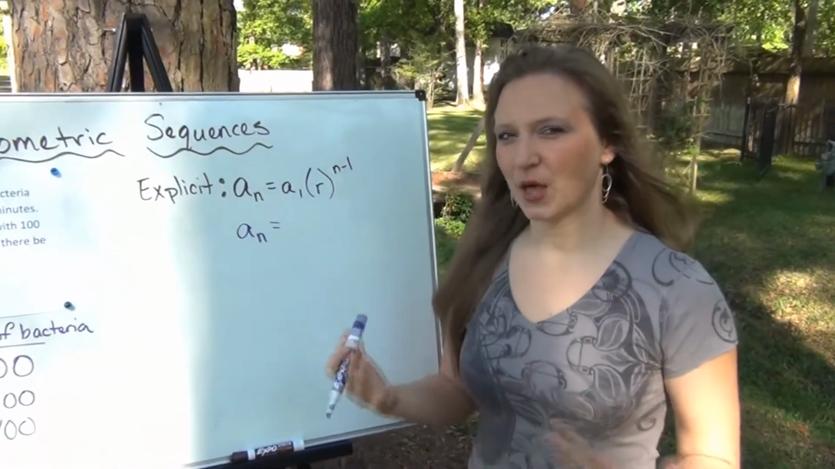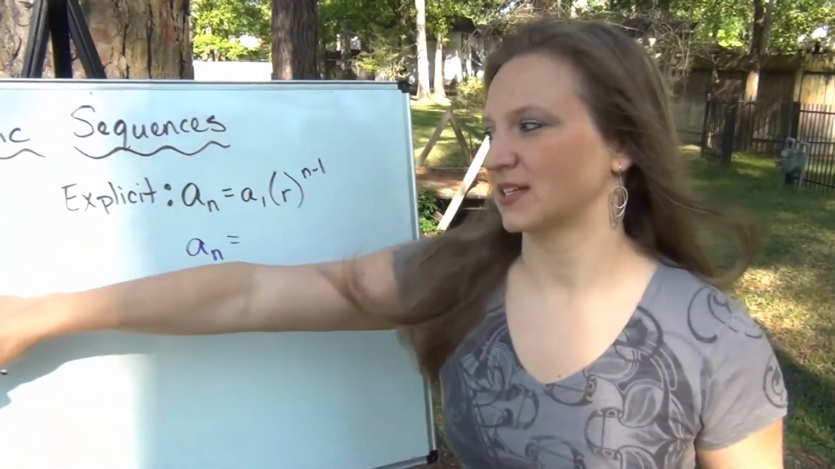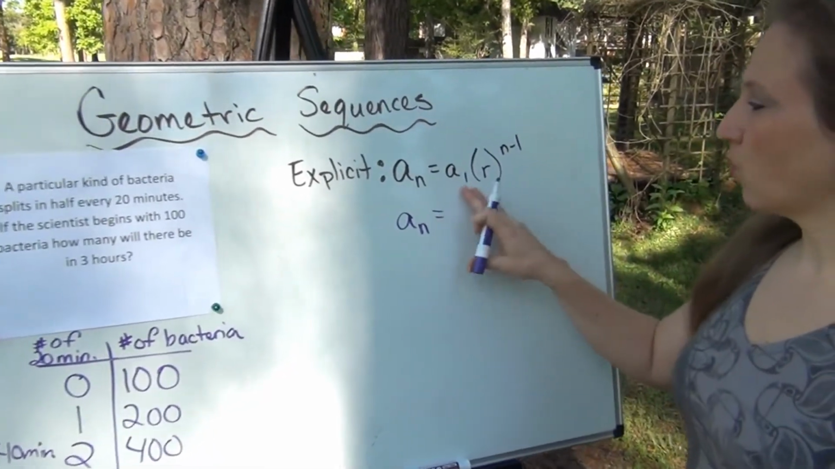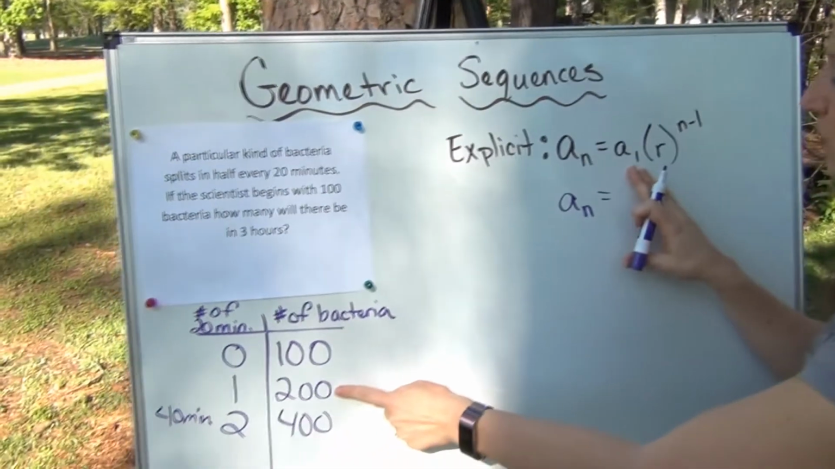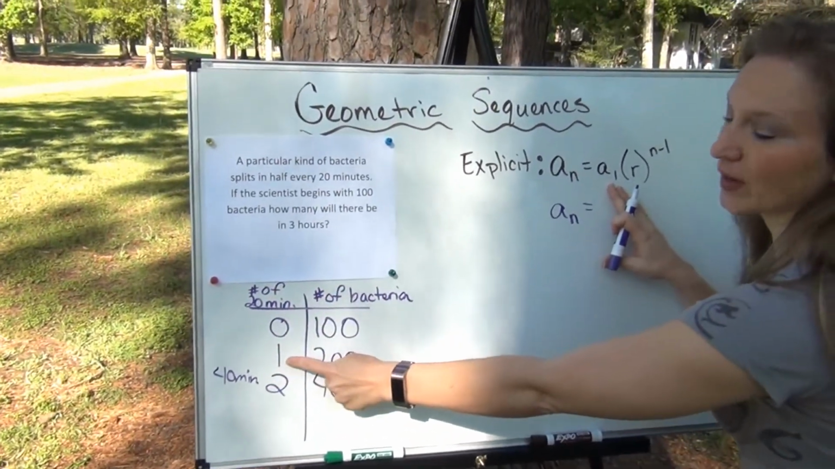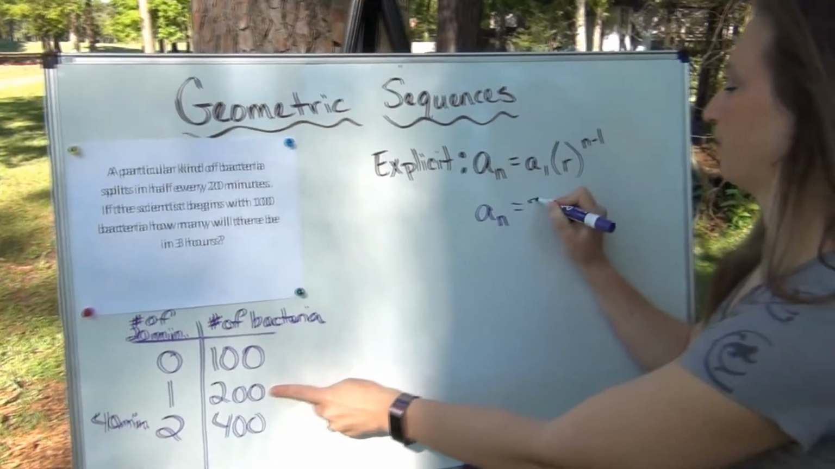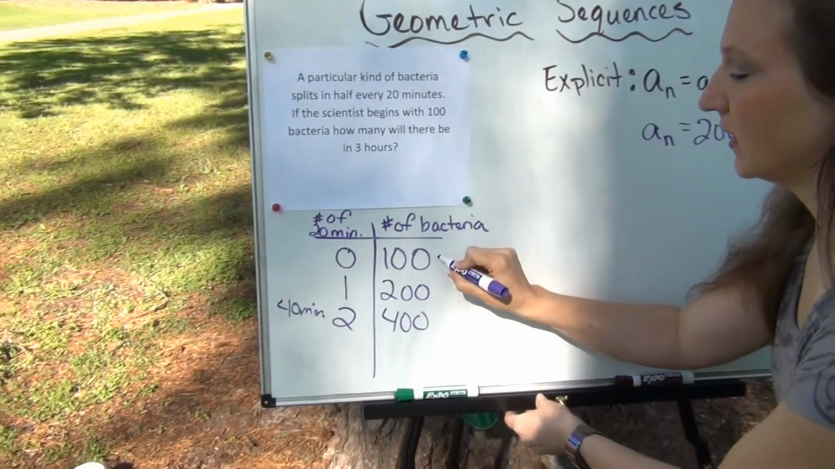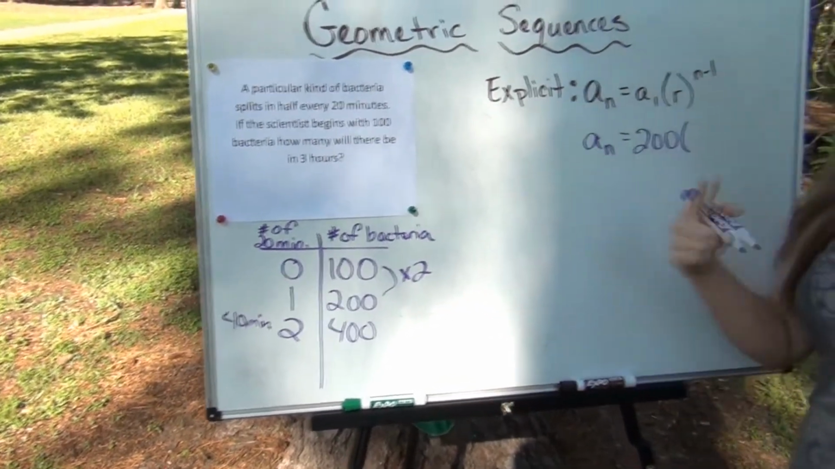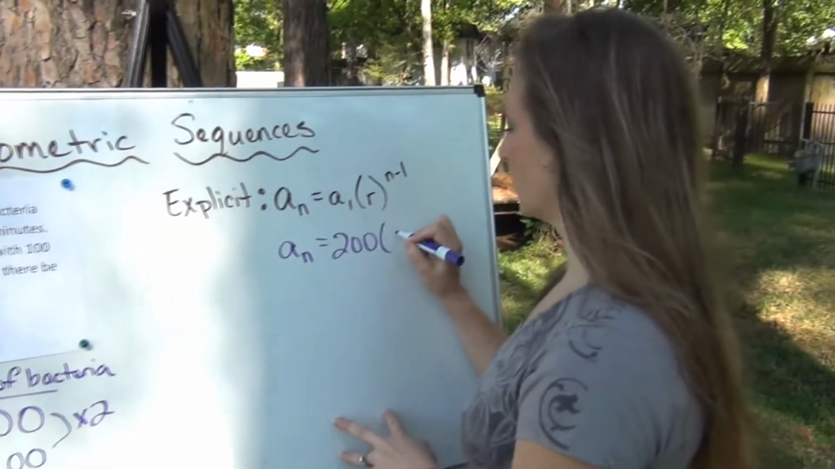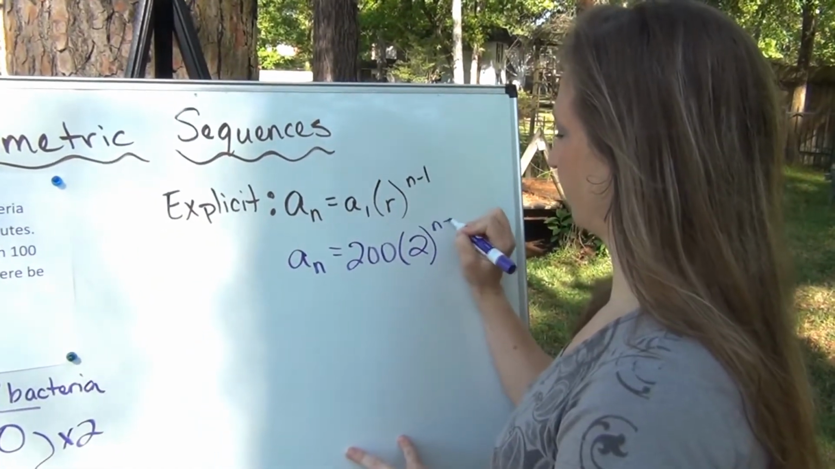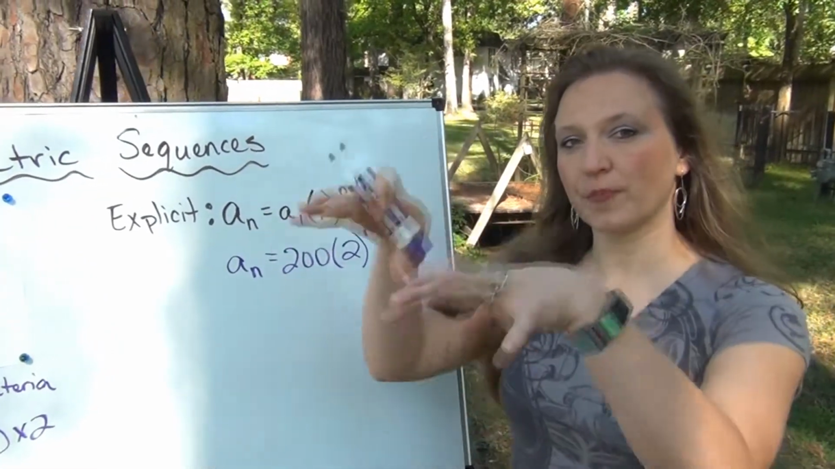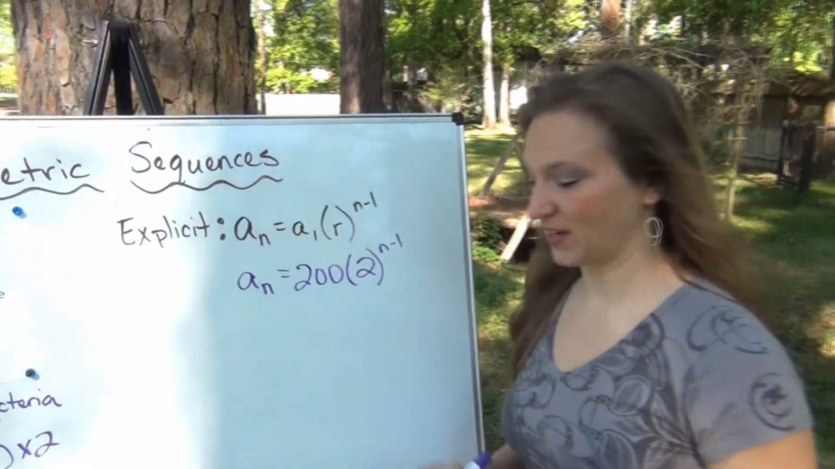All right, let's write a rule to help us figure out how many bacteria there'll be in 3 hours. So first, let's start with a general rule. A sub 1 in this case is going to be 200. Notice that's how it is after the first 20 minutes, 200 bacteria. My rate, it is doubling each 20 minutes. So every 20 minutes, it's doubling. And this is times, we are doubling it up from the previous term. That's what this means when we do n minus 1.